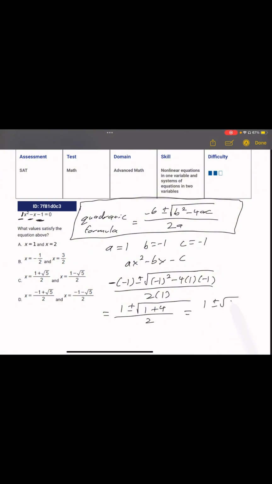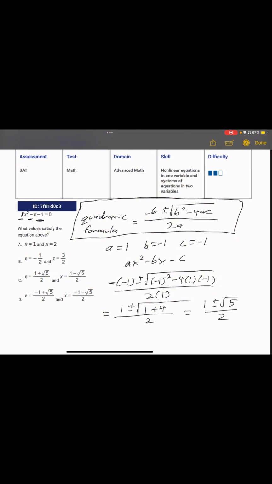So negative b, which is negative 1, plus or minus the square root of b squared, which is negative 1 squared, minus 4ac, over 2 times a, which is 1. And then this is equal to 1 plus or minus the square root of 1 plus 4 over 2, which is equal to 1 plus or minus square root of 5 over 2.